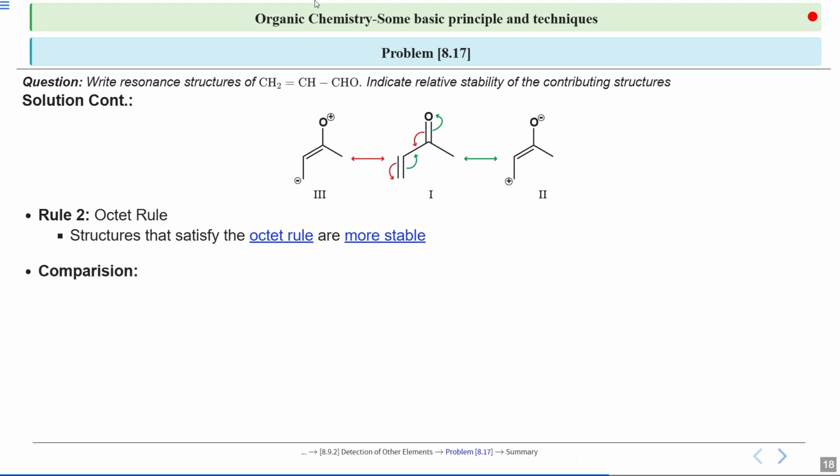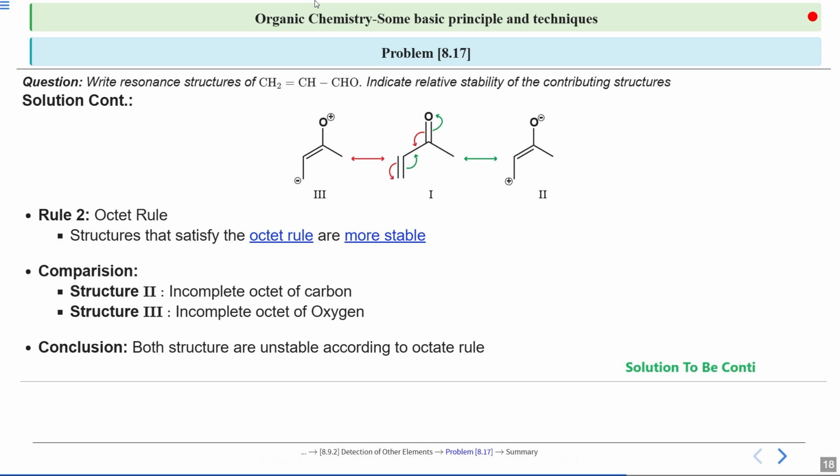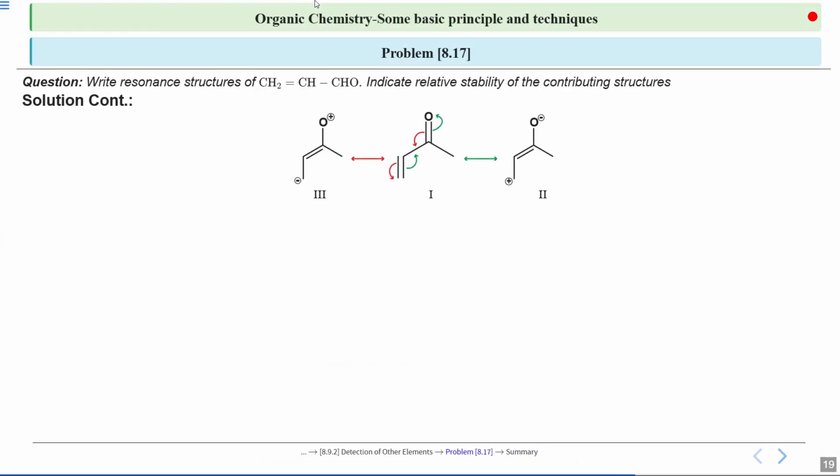Let's compare the resonating structures. Structure 2 has an incomplete octet for carbon, which makes it less stable. Structure number 2 also has an incomplete octet for oxygen. Then in structure number 3, again we have an incomplete octet for oxygen. So structures number 2 and 3 both cannot satisfy the octet rule. Therefore, they are equally unstable according to rule number 2. Now moving on further, we have rule number 3. Rule number 3 is based upon charge.